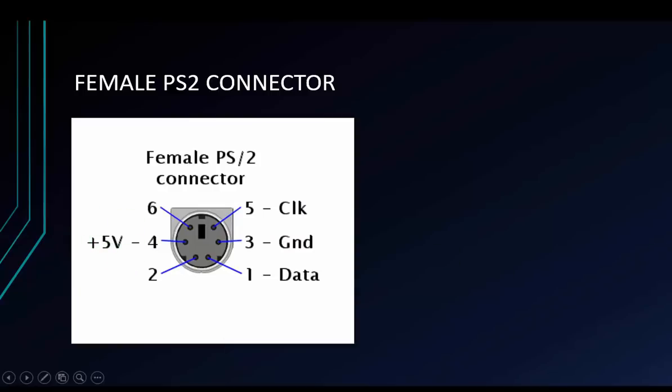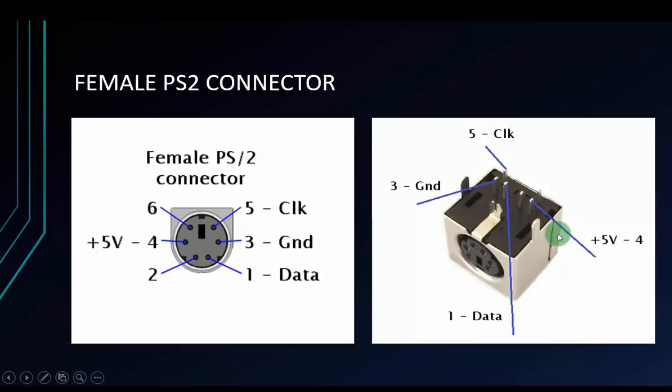Okay, this is the front side, and on the back side we also have 6 pins, and we only use 4 pins. This is clock, this is ground, this is data, and this is 5 volt. Okay, you have to connect these to your Arduino. Remember that.